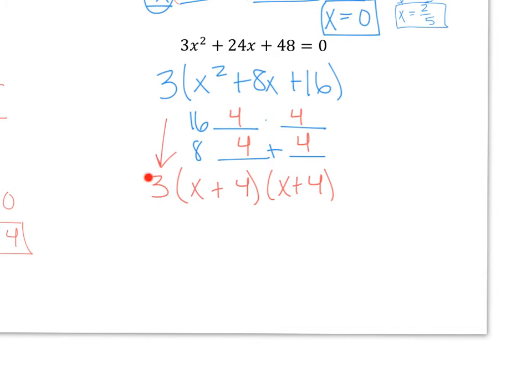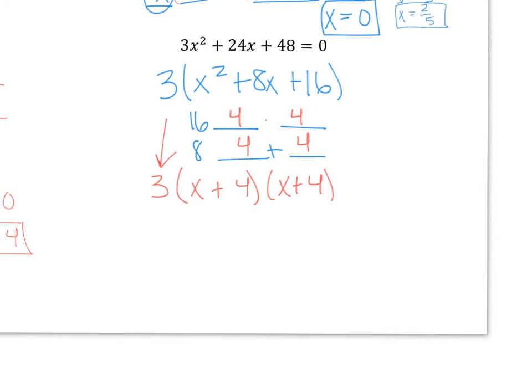Now the difference between this problem and the previous problem is there is no variable out here, so I don't have to set this equal to 0. Okay, the previous problem had a variable out here, so therefore I would have to set it equal to 0, but there is no variable out here, so I do not have to set this equal to 0. Only the ones that contain variables.